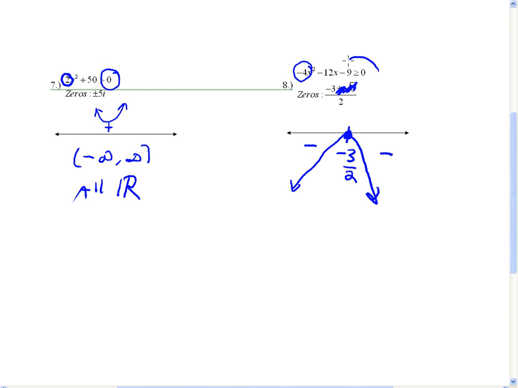This is asking us, where is it greater than or equal to 0? Well, it's never greater than 0, but at negative 3 over 2, it actually equals 0. So negative 3 over 2 is the only answer here. So we can just say it's negative 3 over 2, or we could say that x equals negative 3 over 2.